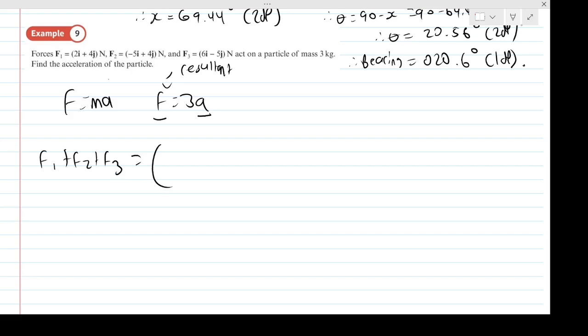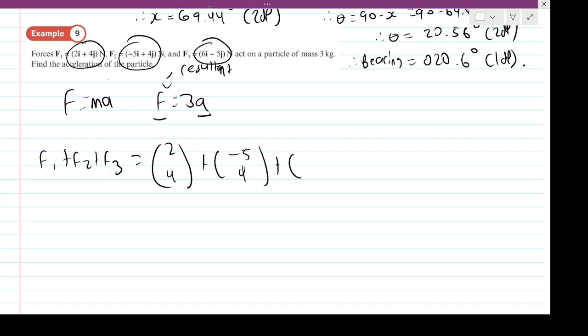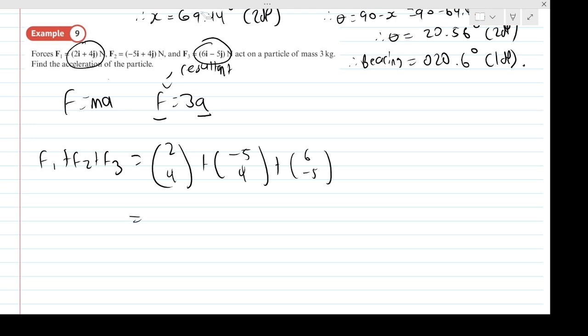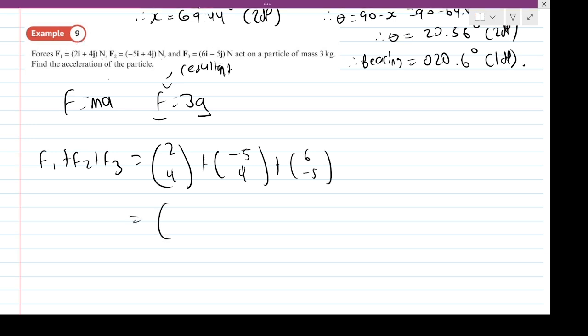If we add them all up, well, F1 is 2i and 4j, so 2, 4. F2 is minus 5i, 4j, so minus 5, 4. And then F3 is 6i minus 5j, so 6, minus 5. If we add all those up, so add the top and the bottoms, so 2 minus 5 add 6 is 3. And then 4 add 4 minus 5, that's going to be 3 as well.